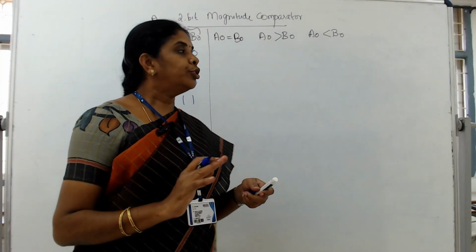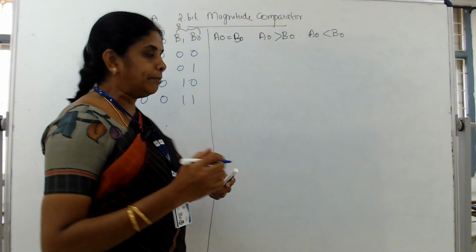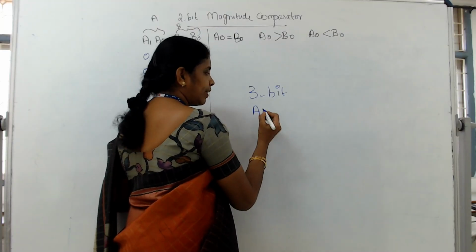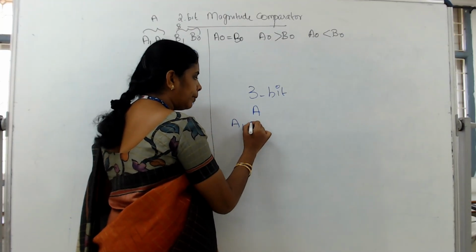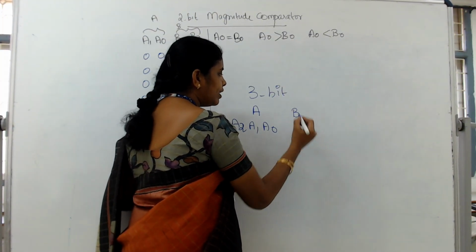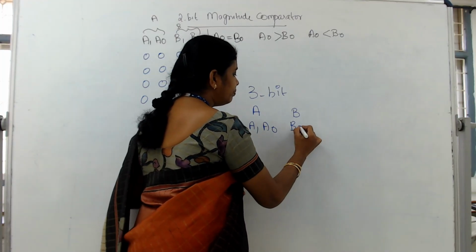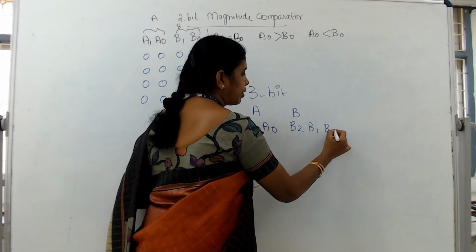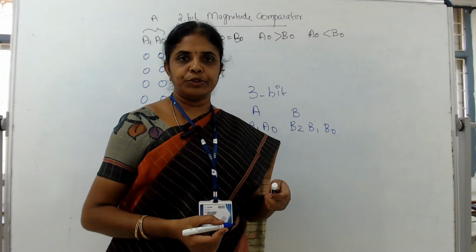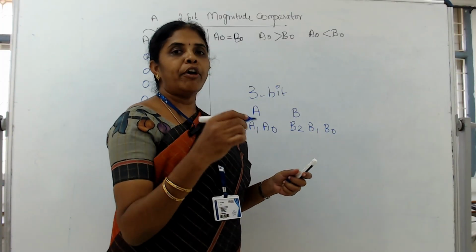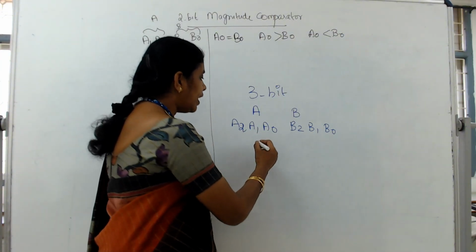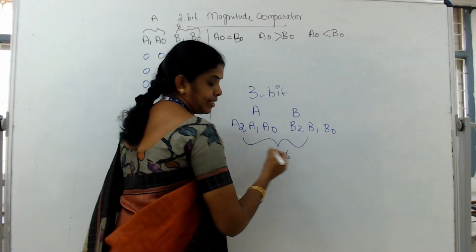Let us consider you want to design a 3-bit magnitude comparator. So for a 3-bit magnitude comparator, A is 3-bit: A2, A1, A0. Similarly, B is also 3-bit: B2, B1 and B0. So the total number of input combinations, you all know that the number of input variables determines the number of combinations. There are a total of 6 inputs.